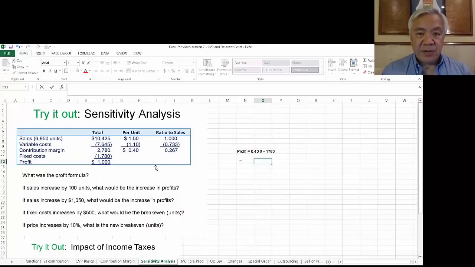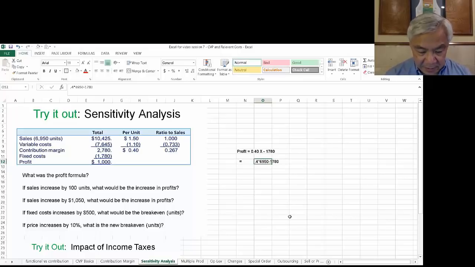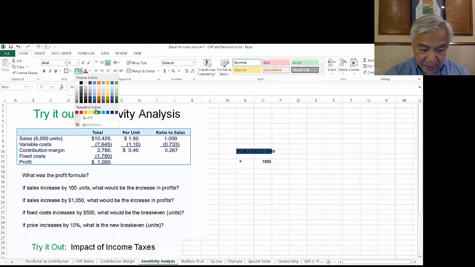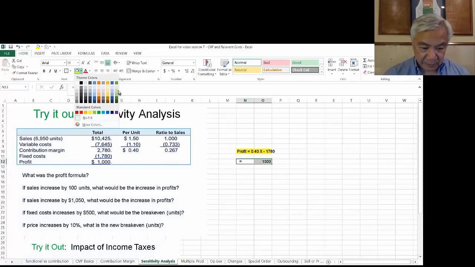All right, so let's see how much profit we're currently making. We're making $1,000, but let's just put in this context of 0.4 times the units, which is 6,950 minus 1,780. And what should that number be? It should be 1,000. So let's put an equals sign in front of it, and that's 1,000. So we just proved that this formula actually works for us because we applied it backwards into what we're currently doing, and it matches, right? So that is the right formula.